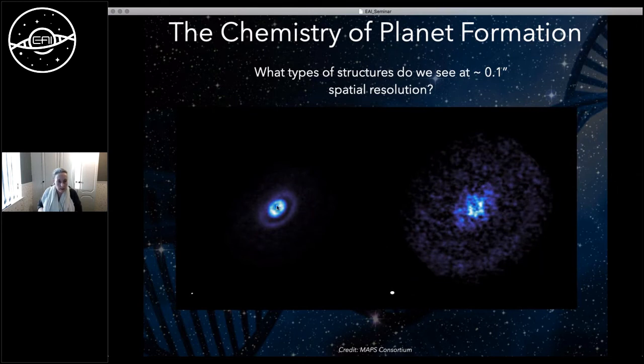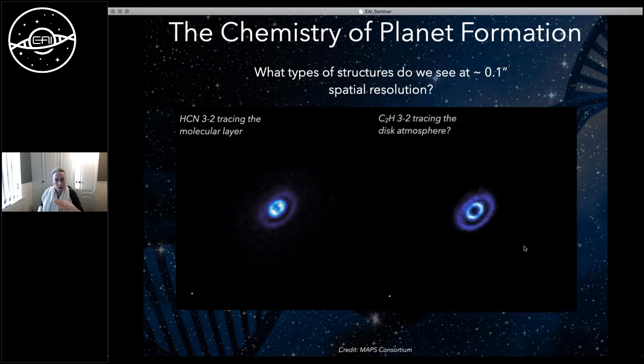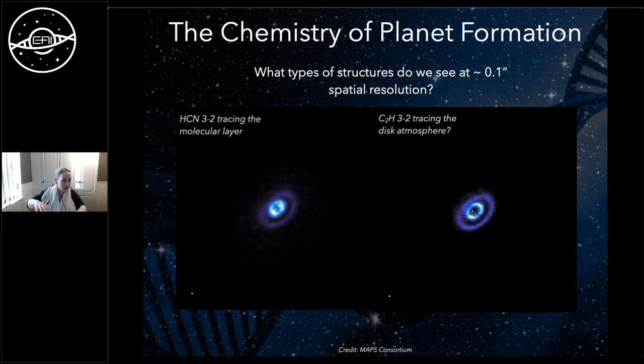So here's another example. This is the same molecule, HCN 3-2. This is CN 1-0. We think of CN as being a photochemical tracer, tracing the upper disk atmosphere, but actually this molecule is emitting from quite deep down, as we can see in this image here. This is in the band 3 data, so it's slightly lower resolution than the band 6 data because it's at lower frequencies. If we take another molecule that we think is tracing the disk atmosphere, C2H, again we don't see the kind of aspect ratio that you might expect if it was coming from high up, like in the scattered light.